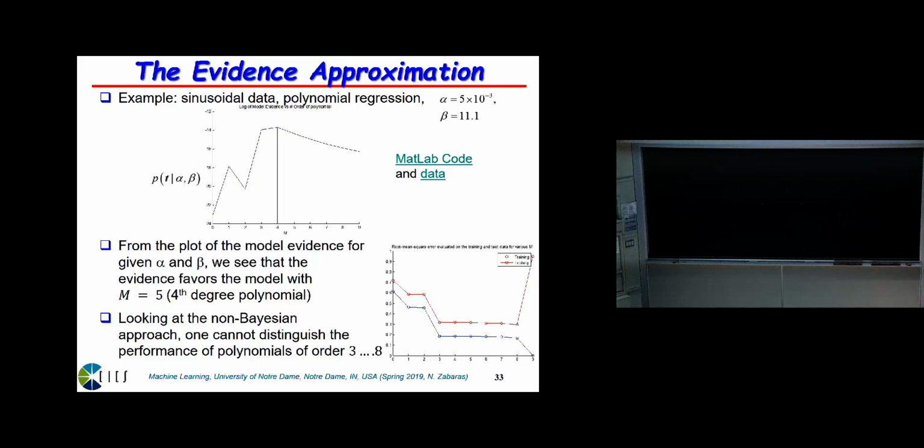If you actually try to do this using root mean square error for the training and test data, here the optimal polynomial is 4, but notice here, for polynomials 3, 4, 5, 6, 7, 8, you don't see any difference between the training and the testing error, so it's not very easy to select the optimal polynomial. But when you use the marginal likelihood, it immediately peaks and you know what to select.